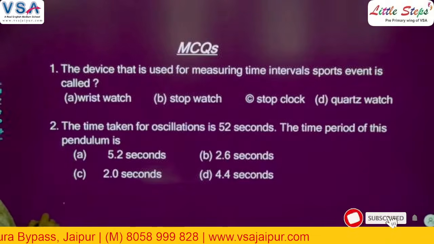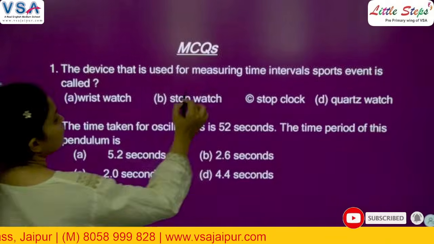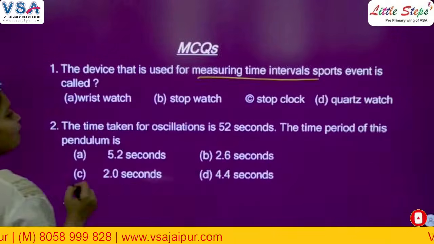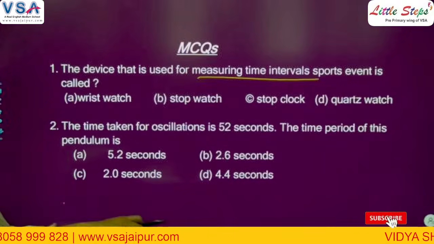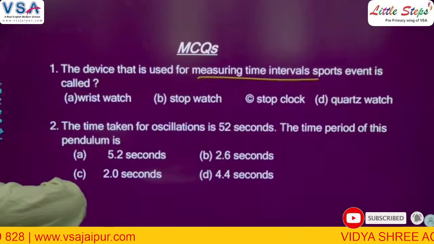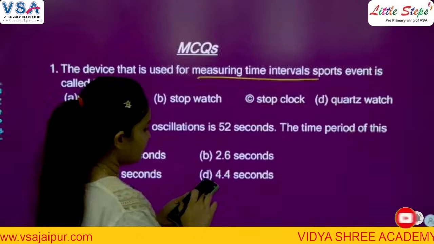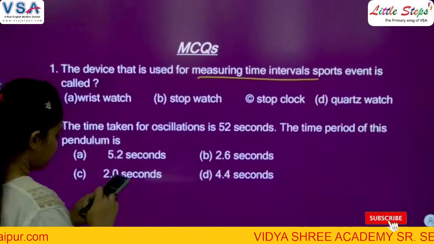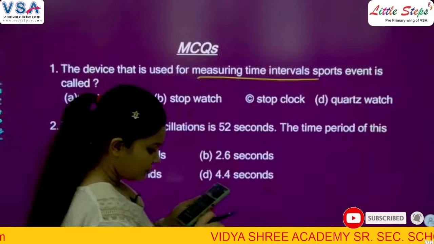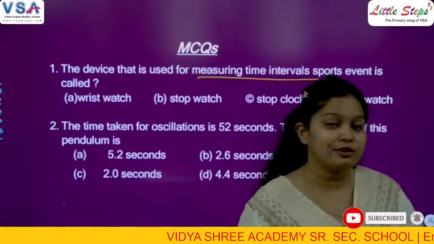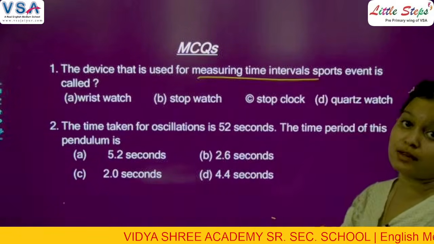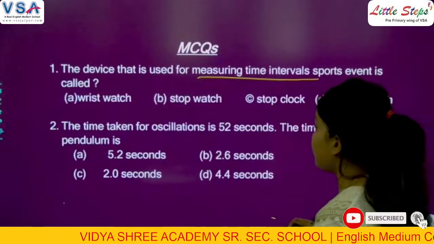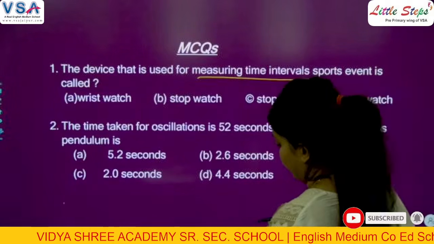Yes, the first MCQ: the device that is used for measuring time intervals in sports events is called a wristwatch, stopwatch, stop clock, or quartz watch. So let all of you answer and comment your answers in the comment box. What is the answer of first MCQ?